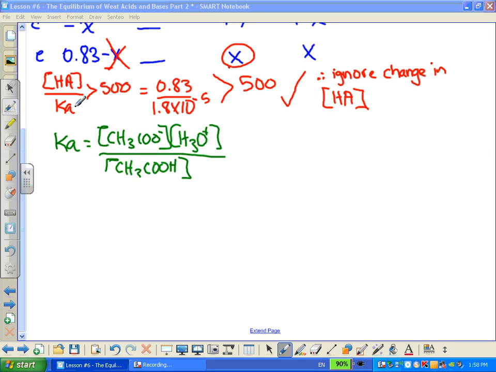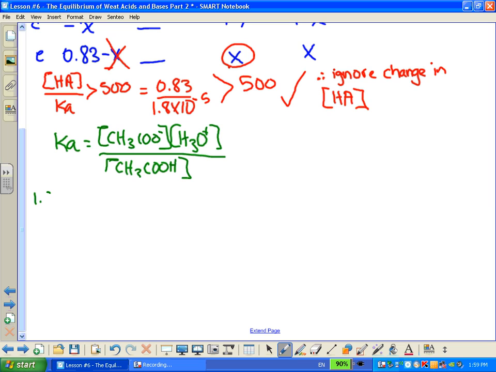So our Ka, we said, was 1.8 times 10 to the negative 5. If we substitute in our values at equilibrium, which is right here, we know that our products are both x, so I'm just going to put x squared because it'd be x times x. And then on the bottom, I'm going to take away that negative x, so I'm just left with 0.83.